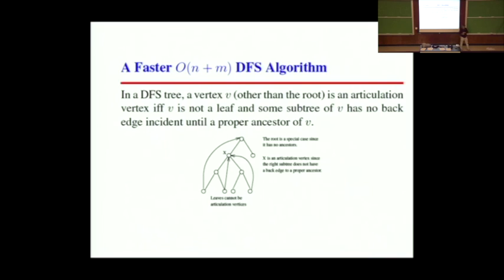Okay? So the neat thing about depth first search is that it is a tree and it organizes things so everything is either a tree edge or a back edge if it's an undirected graph. Any questions about that? Okay, and now you should start to see why that property is important. Any questions?